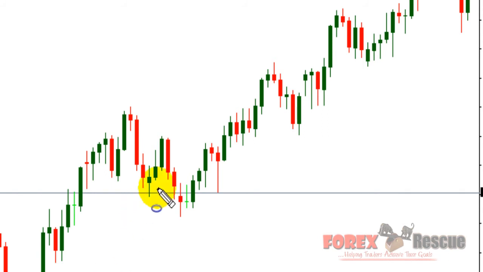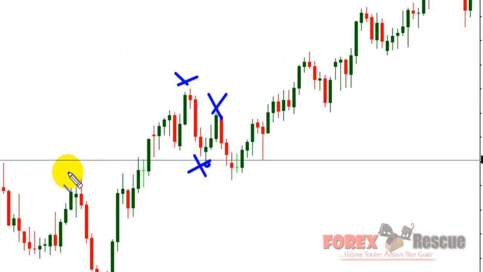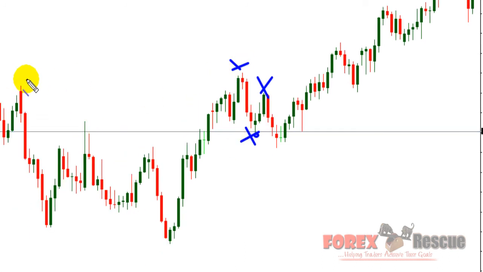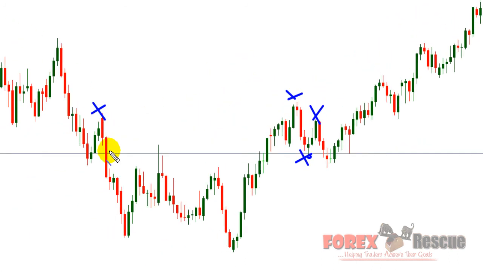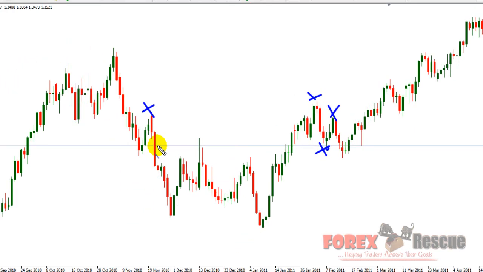This is an insignificant area here. This is insignificant, this is insignificant. So we are not going to be placing our attention on things like this. We are going to be placing our attention on major areas of support or resistance, as the case may be, depending on the direction of the trend.